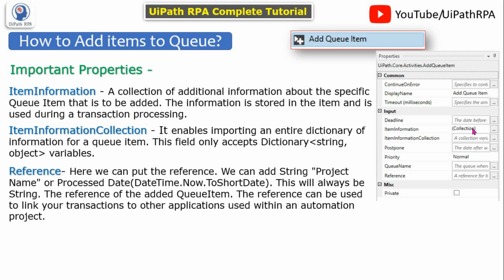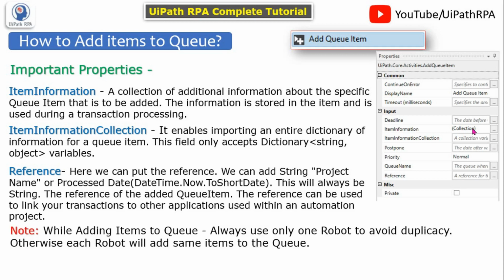Now the next is references. As I already told you, while creating a queue, we need to select yes or no for the unique reference. This is the same thing. If we select yes or no, based on that we have to use the reference here. So here we can put the reference. We can add a string like project name or process date, DateTime.Now.ShortDate, or anything you can put here for the references of the item. This will always be a string. The reference of the added queue item. The references can be used to link your transactions to other applications used within an automation project.